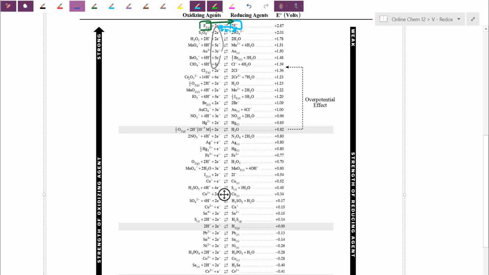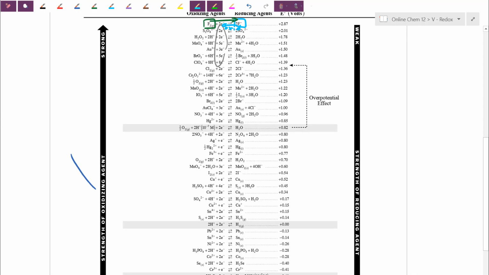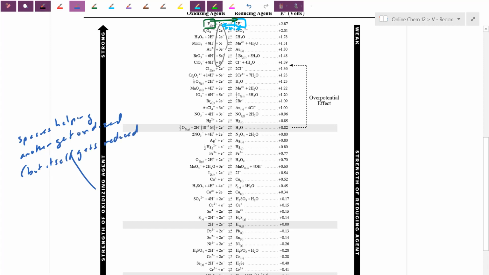oxidizing agent. Let's define that for ourselves. What do we know about an oxidizing agent by definition? It's a species helping another get oxidized. That's the definition. And usually we just note, but in doing so, by itself gets reduced. So that's perfect, right? We have reductions written left to right here. All of these guys here are trying to reduce and going forwards. And we actually have an increasing strength as I go up this way. So these ones here are actually the best at reducing, the best at gaining electrons, the best at going forwards.